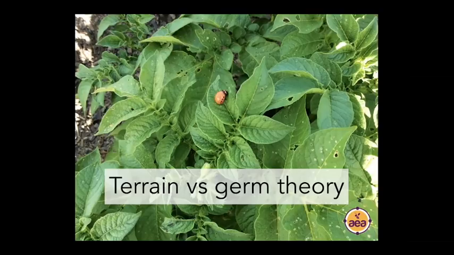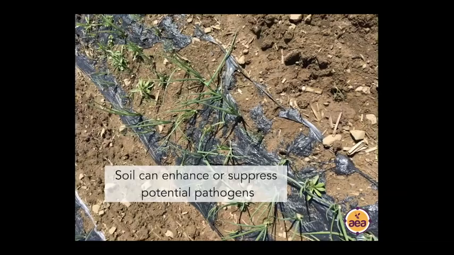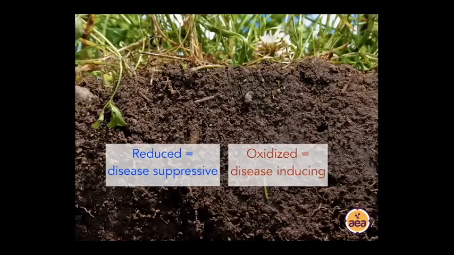When Don described this, he also described a really interesting historical story of how they used disease suppressive soils to manage diseases in potato production in Idaho. So the foundational idea of managing the soil's biochemistry environment to develop disease suppressive soil is reduced versus oxidized soil environments. Reduced environments tend to generally be disease suppressive. Oxidized environments tend to generally be disease inducing.